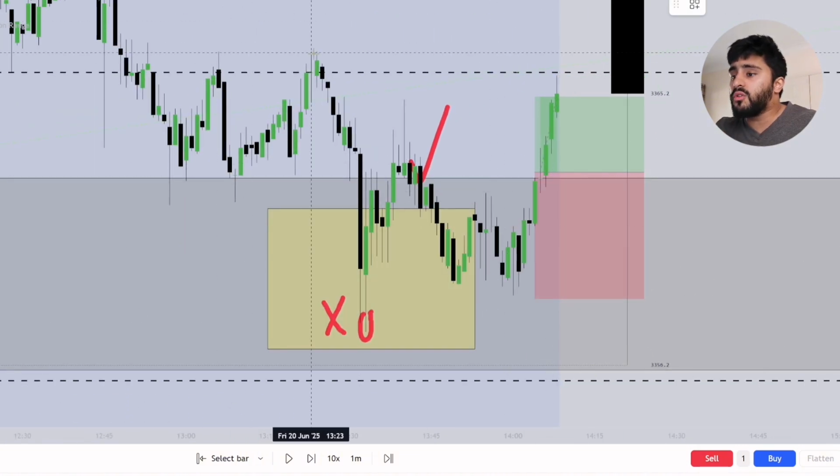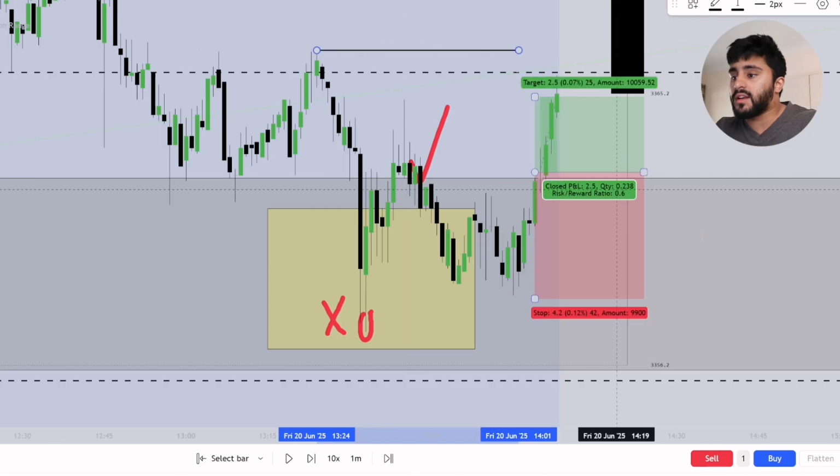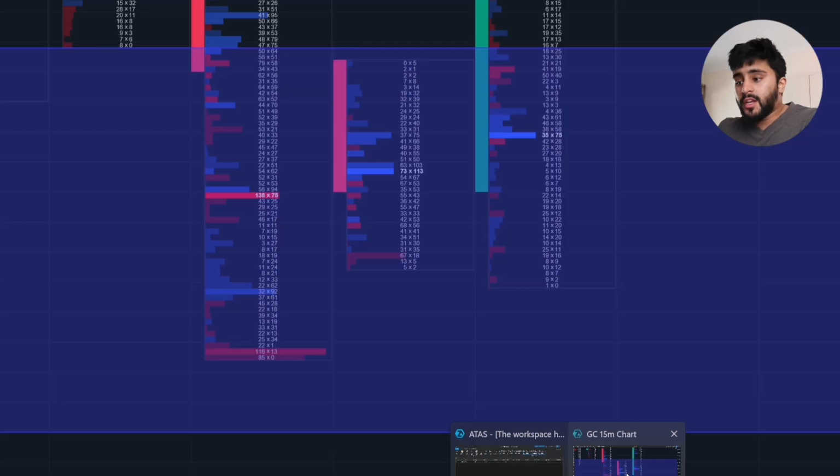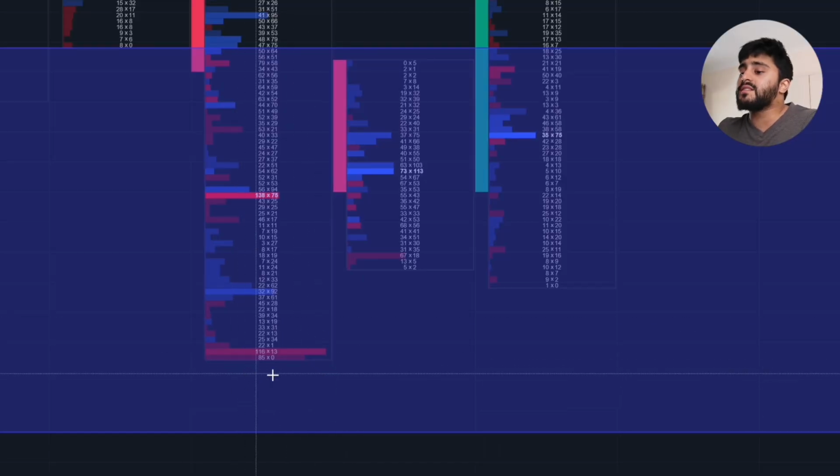Notice how I'm not looking for a breaker structure up here. I'm not going to look for a breaker structure up here. You can, but you're missing some of the move by not trusting the order flow. So the order flow tells us that aggressive sellers have failed down here. So as soon as we break this level, you can have your stop loss here.